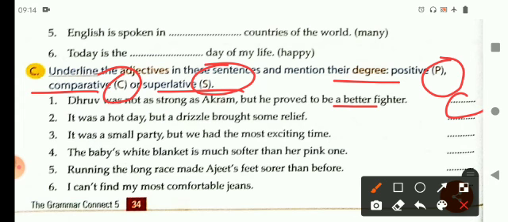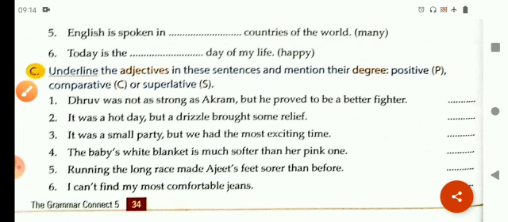Now in this way children, you can do the rest of the exercises on your own, and I hope you have understood the chapter Degrees of Comparison.